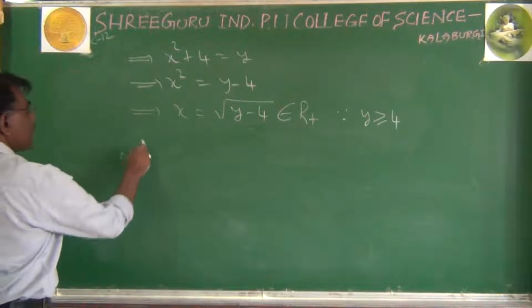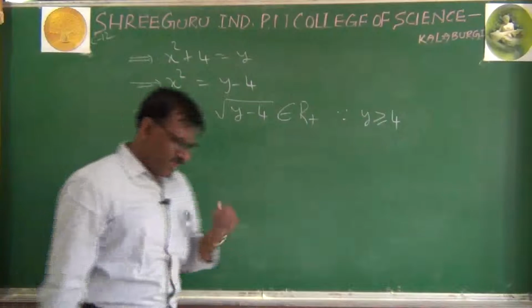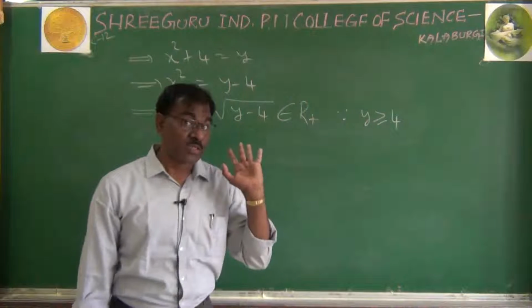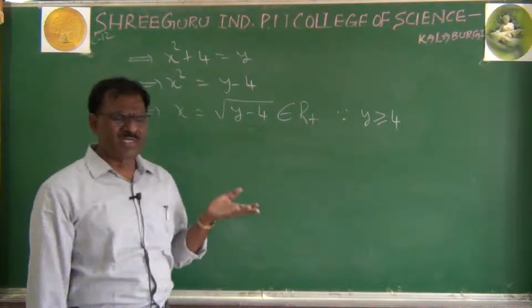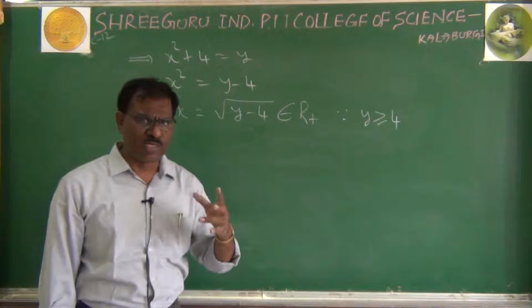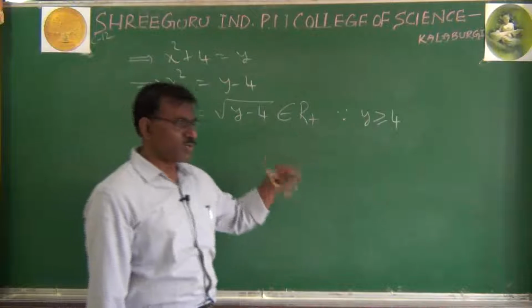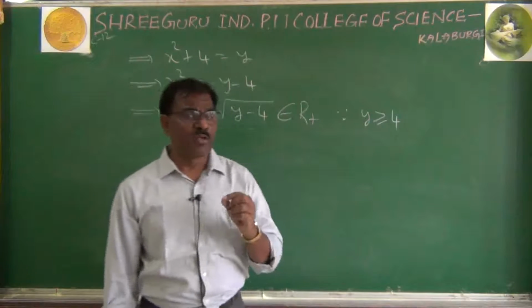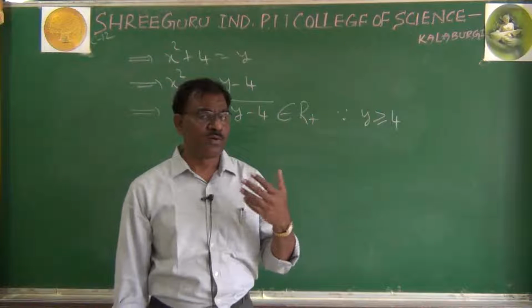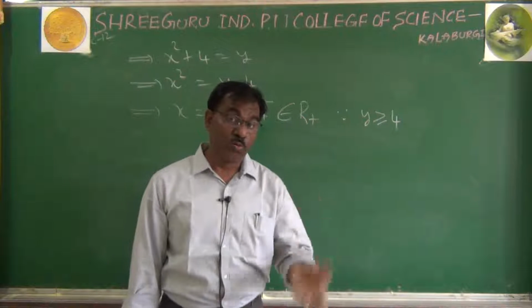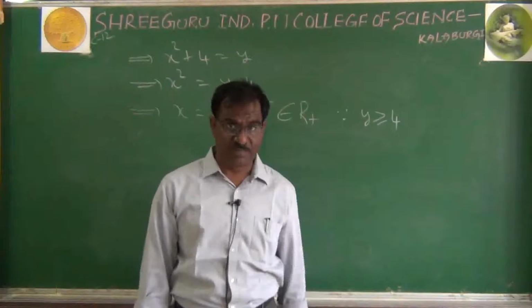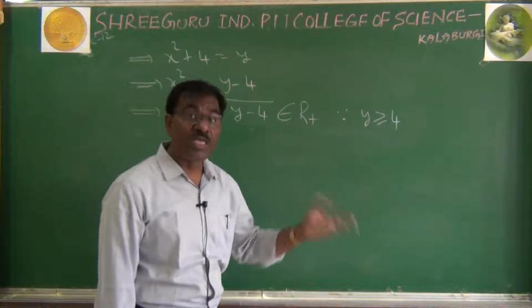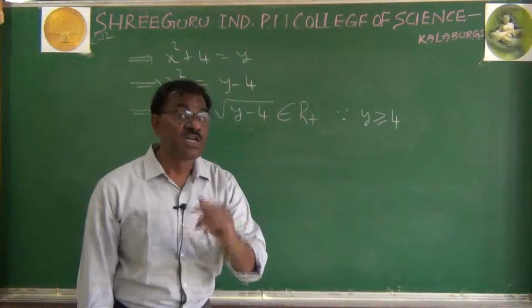Students, don't worry about the steps, whatever you write you will get full marks. Some students don't know how to write the steps. Root of y minus 4 belongs to R plus. You write one important sentence: every element of the codomain has a pre-image. The function f is onto.